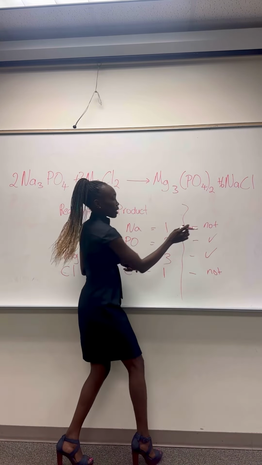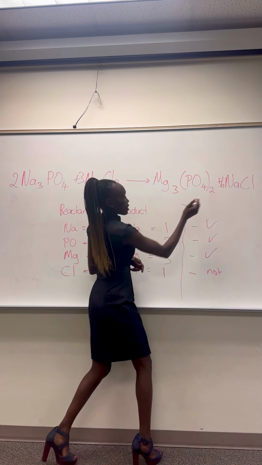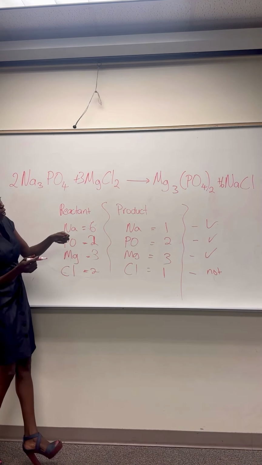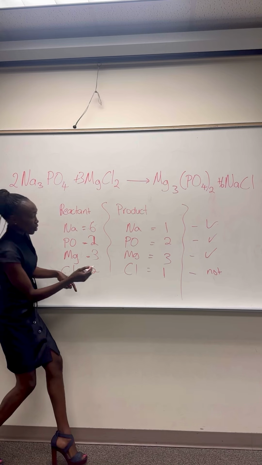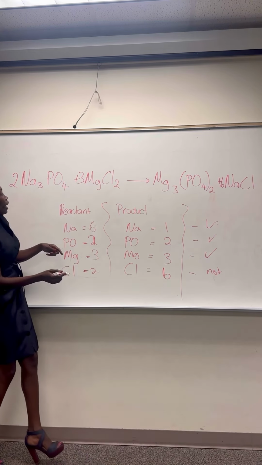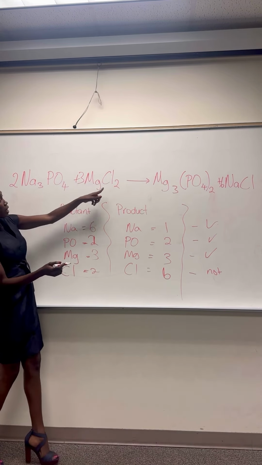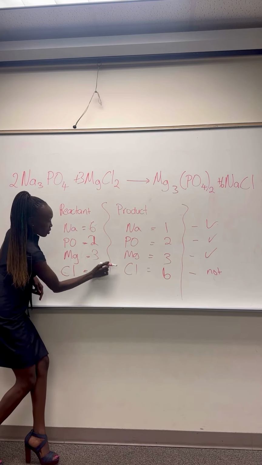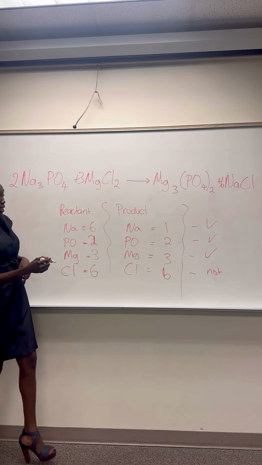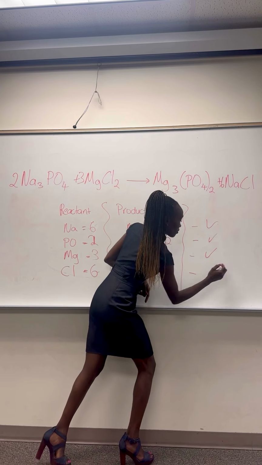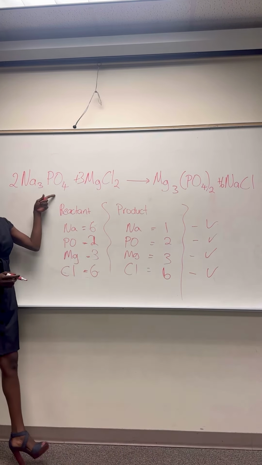Right? Now we have a balanced sodium. We have 6 and we have 6. But now we also have 6 chlorine on your product side. And we have 3 times 2, 6 chlorine on your reactant side. Right? And we now have a balanced equation.